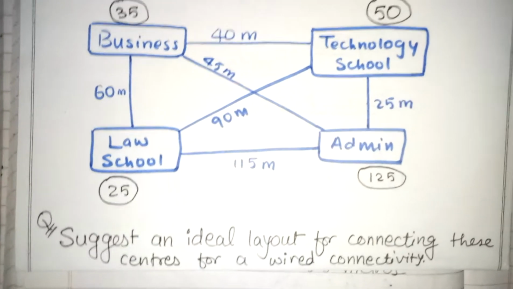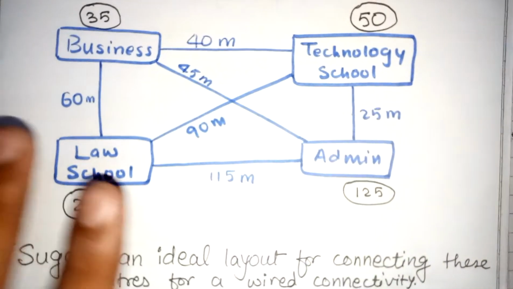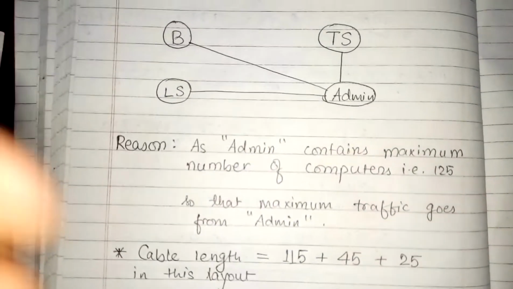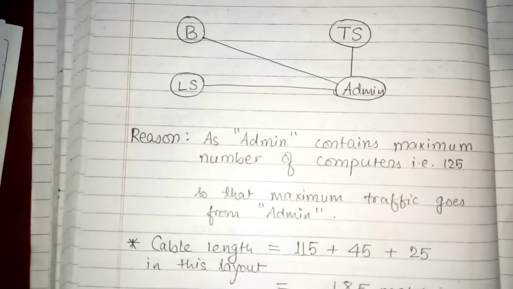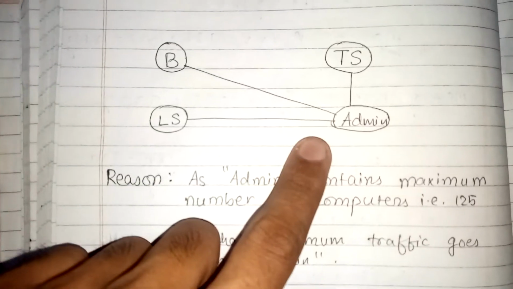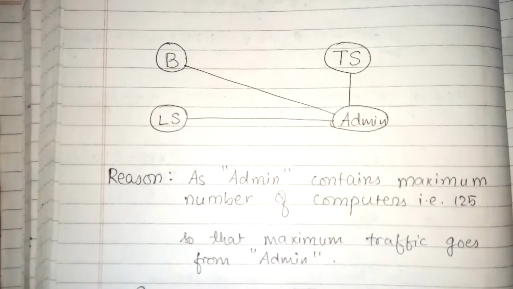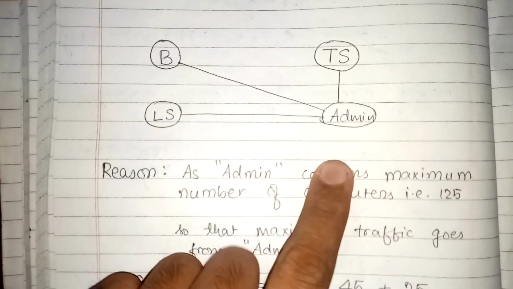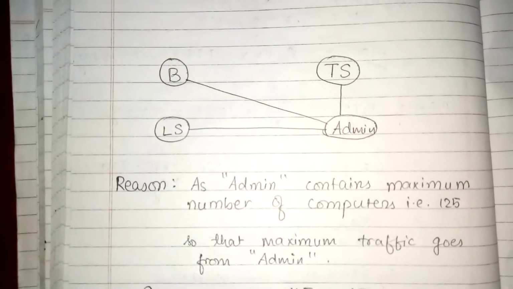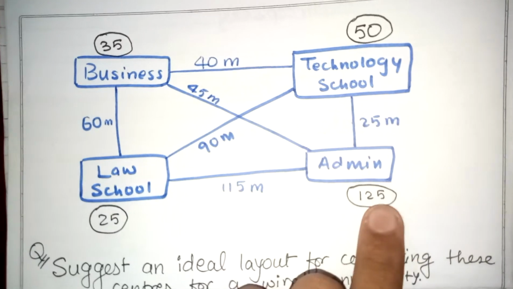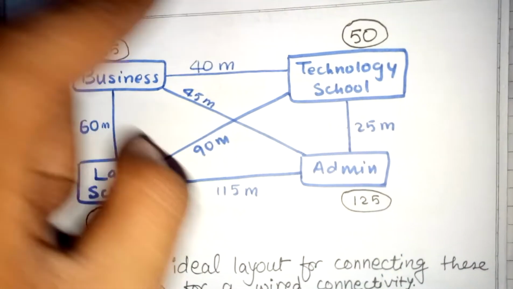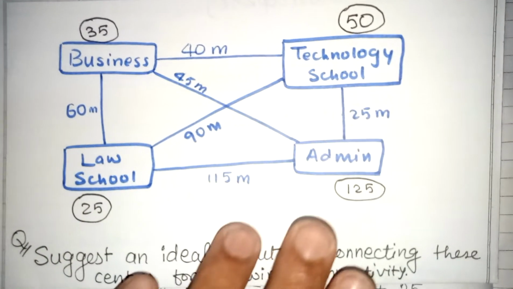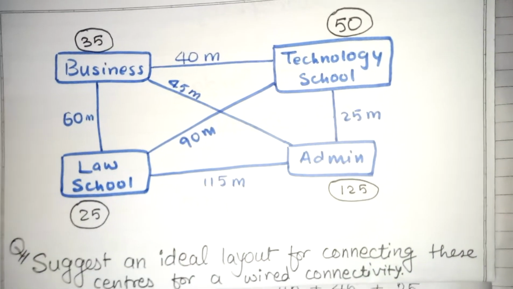Now we have to first know the solutions. Let me tell you the first approach, the first answer that many of you would consider. One will prefer this layout. This layout says that because admin has the maximum number of computers, say 125 computers, and the others have a lesser number of computers, the server should be placed here.